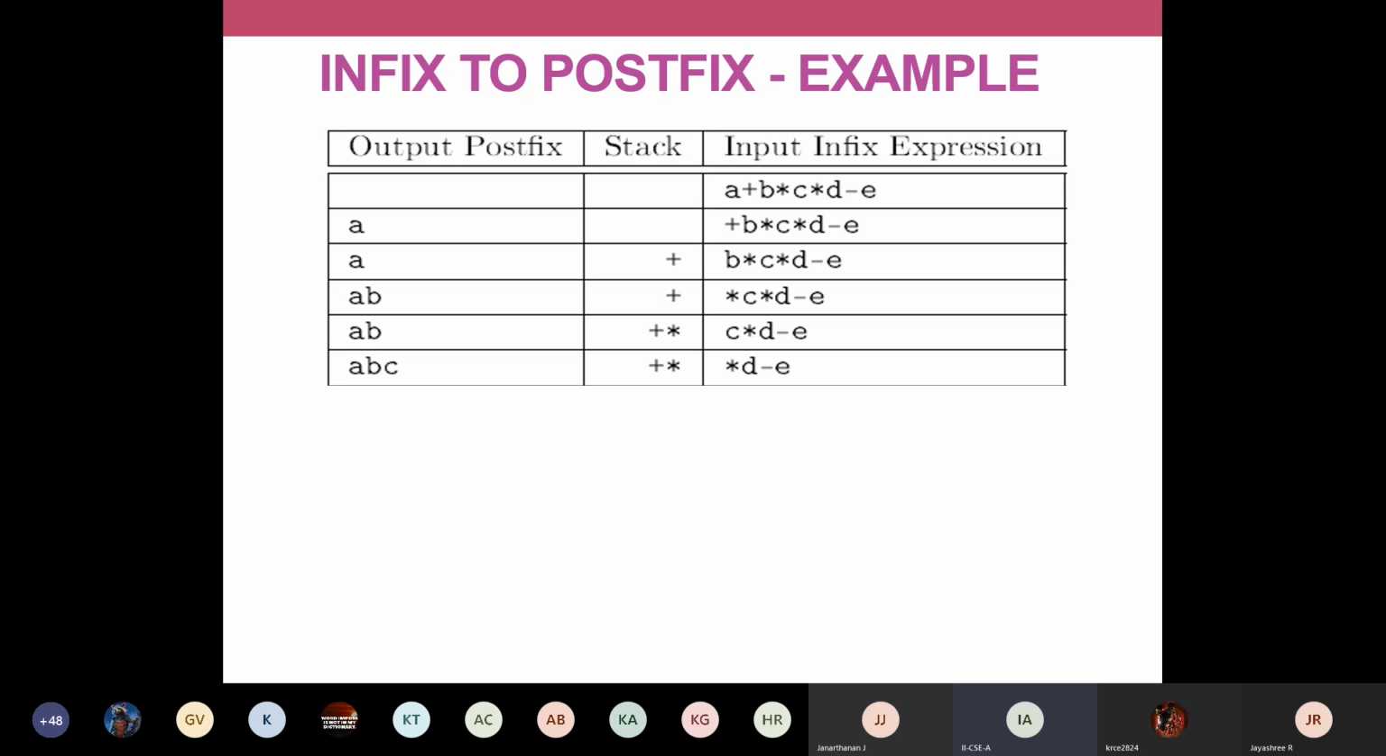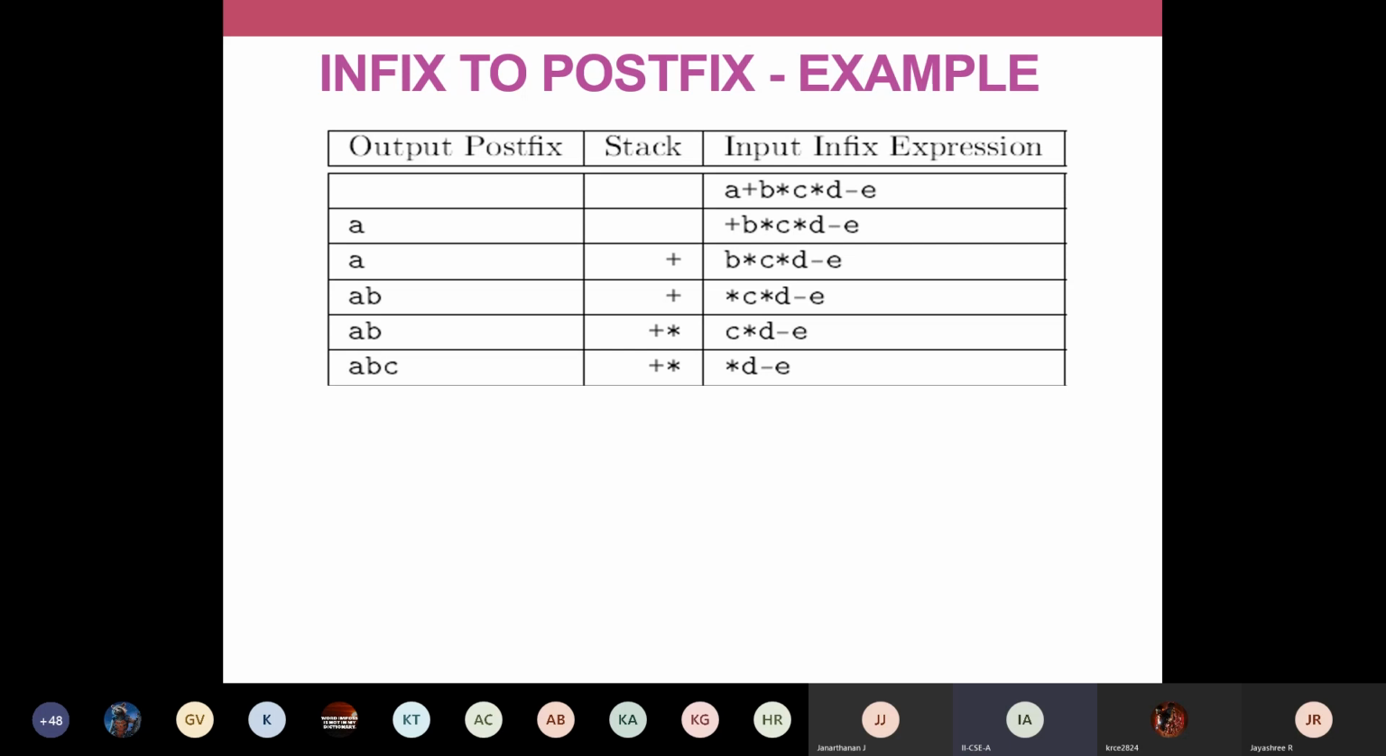Now you see you have a star in your input and also a star in your stack. In both cases you have operators of the same precedence. That's why in the algorithm we saw less than or equal to. Even if it is equal, we are going to pop the stack content, and then push this input token into the stack.